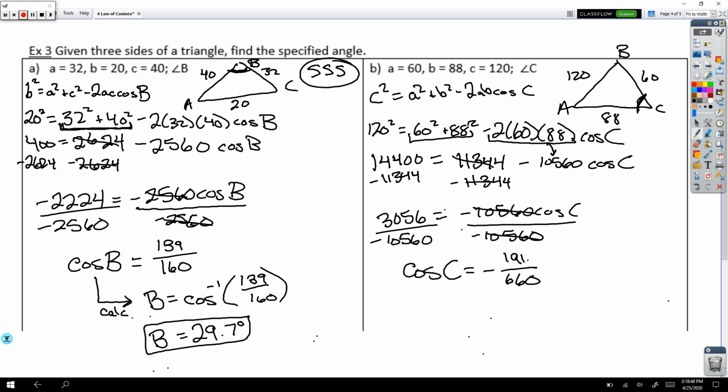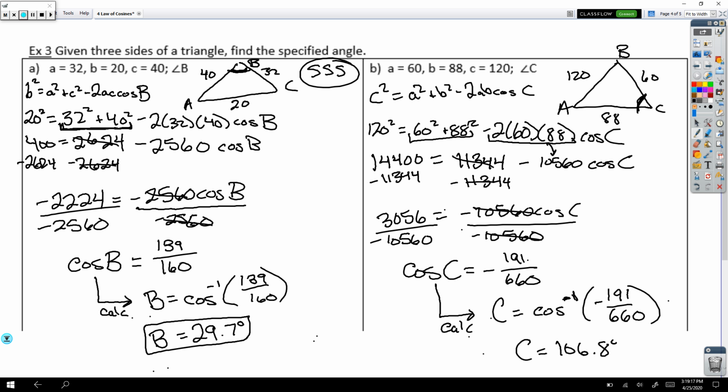Again, I like to simplify the fraction just to make it easier to write, but you don't have to do that. So again, I need to get C by itself. In order to do that, I'm going to have to use my calculator, and I would type in cosine inverse, that's cosine to the negative 1, of negative 191 over 660, and that would give me an angle measure of 106.8 degrees. So that is the law of cosines.